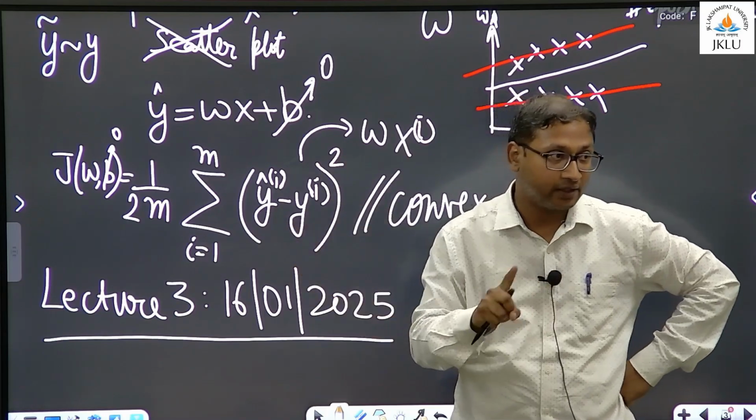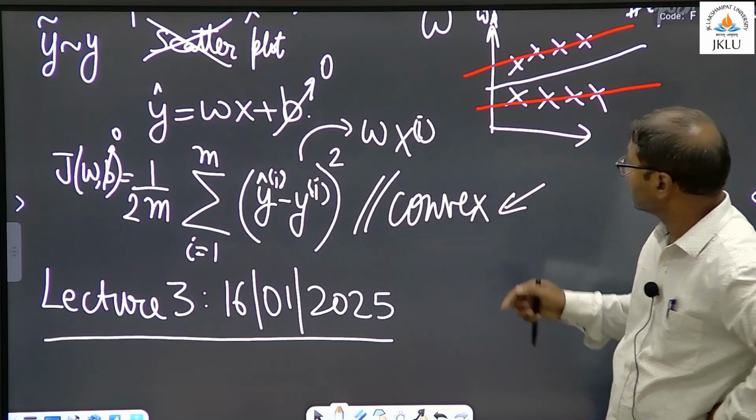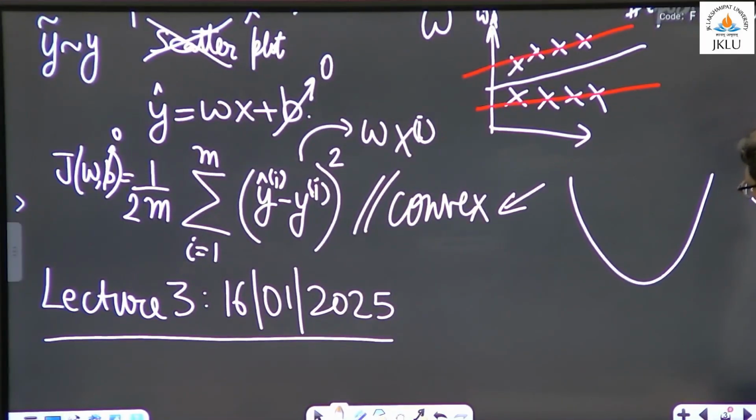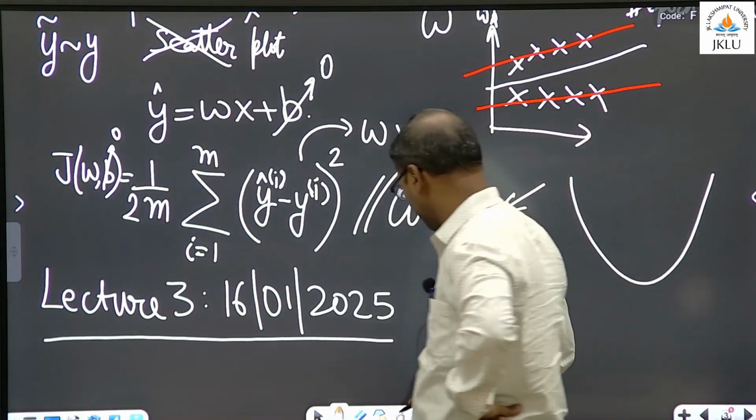Differentiable, fine. The most important thing is it is convex. So, I will loosely draw it. So, this is how it is. Now, how do you do machine learning? Let us start with that now.